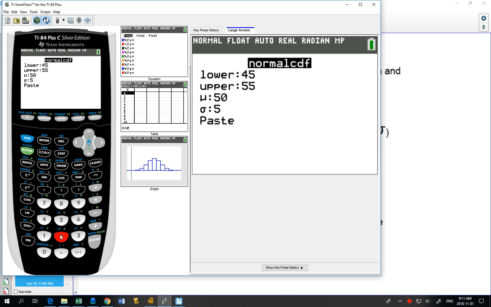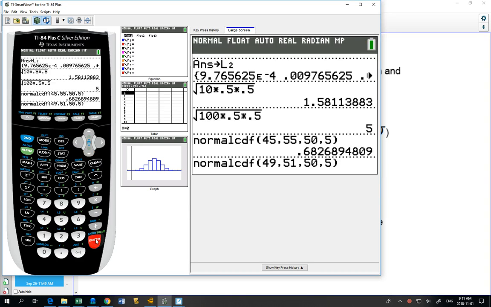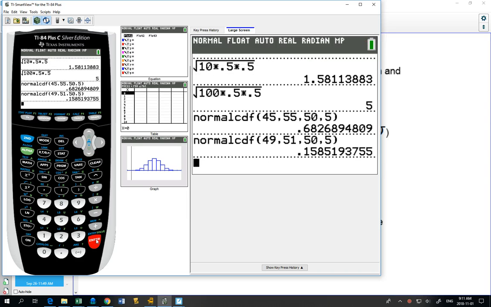Now the normal CDF, what's nice about it is that one we could have estimated, right? But if you wanted to say between 49 and 51, that one we can't estimate. What do you think the chances are of getting either 49, 50, or 51 heads if you flip it 100 times? And of course, we're using the normal distribution. This would just be an estimate. 16% chance.